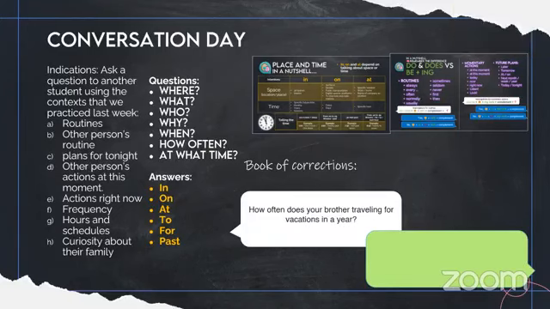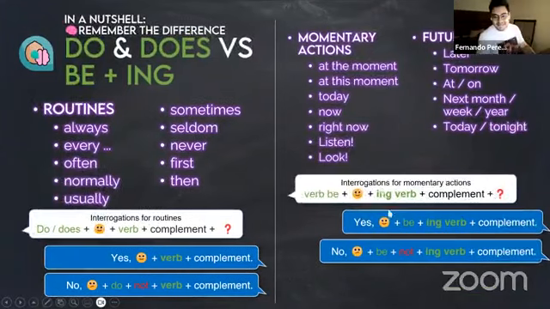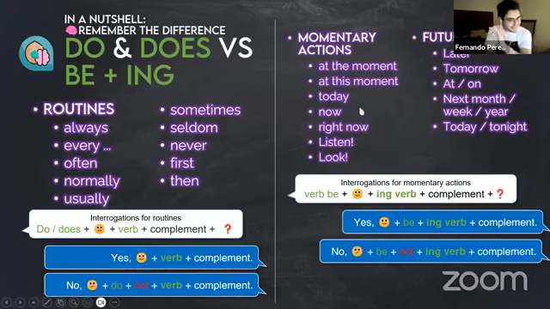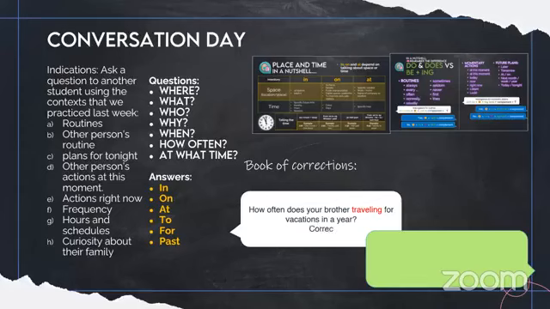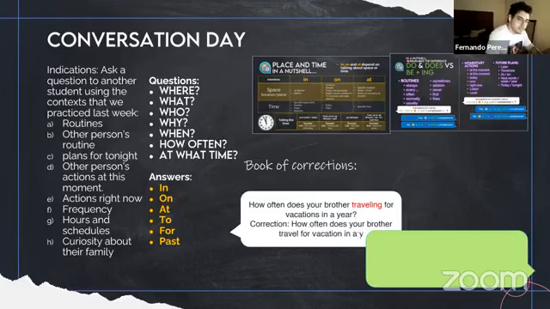Yes. Everything is perfect except traveling. Traveling is with ing. Travel. Yeah, that's why my question, travel or traveling, because that's the important part. Correction. Okay. How often does your brother travel? For vacation in a year. Exactly. That sounds better.